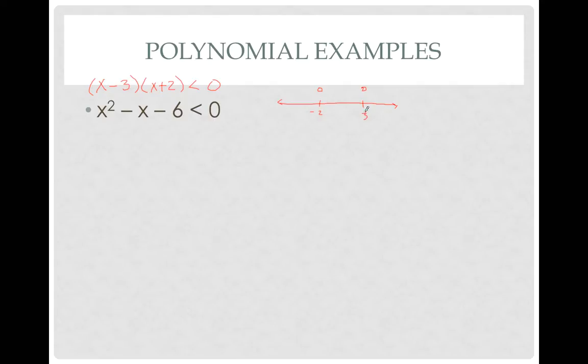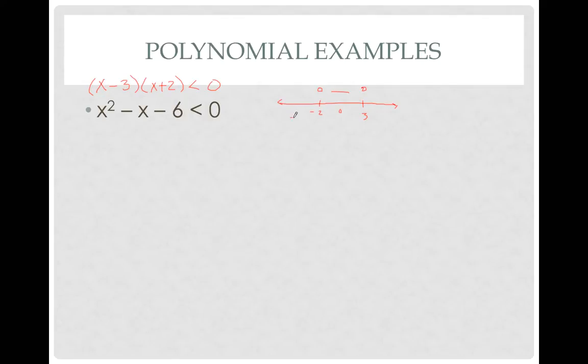In the middle here, I'm going to test something in the middle. Well, it just so happens that 0's in the middle, so I'm going to plug in a 0. If I look at the factored form, that's negative times positive, which is going to be negative. By plugging in 0, that becomes -3 and a +2, which means I have a negative and a positive multiplied together to get negative.